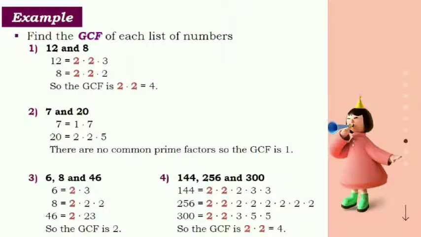Next, in number 4, we have 144, 256, and 300. So 144 will be 2 times 2 times 2 times 2 times 3 times 3. 256 will be 2 multiplied by itself eight times. And 300 would be 2 times 2 times 3 times 5 times 5. So the common factors are 2 times 2, so that will be 4.